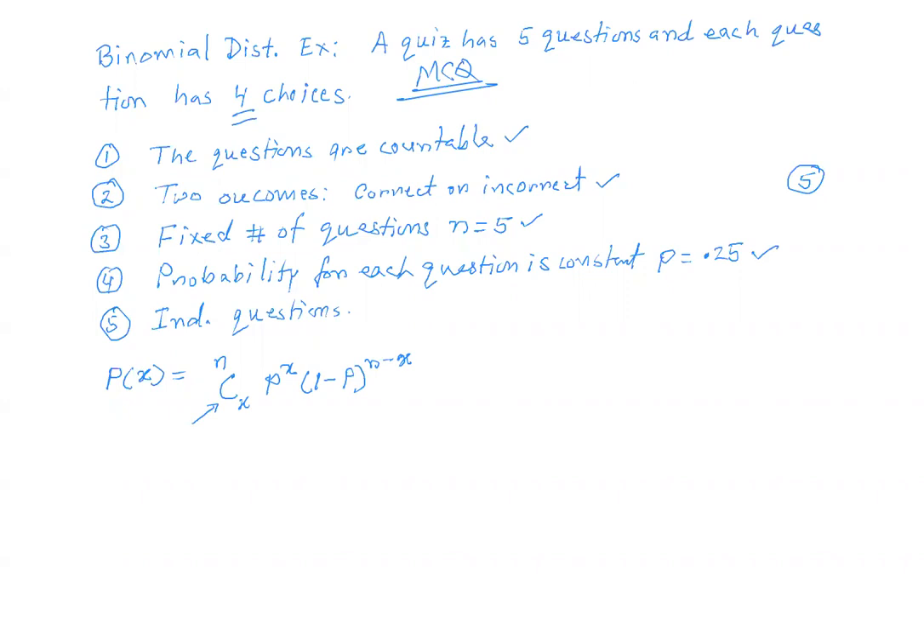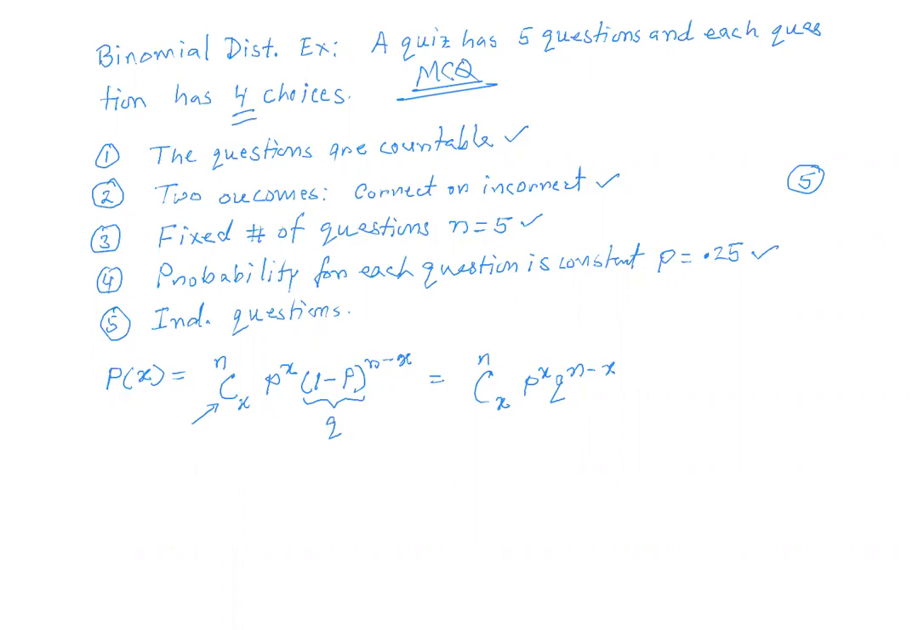Sometimes, instead of writing 1 minus p, some people write it as q. So then this formula becomes nCx p to the power x, q to the power n minus x. All right, so now let's go ahead and play around with this formula.